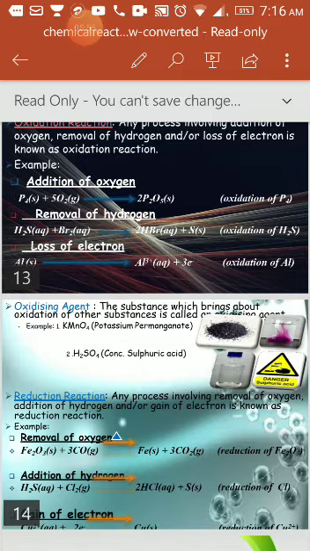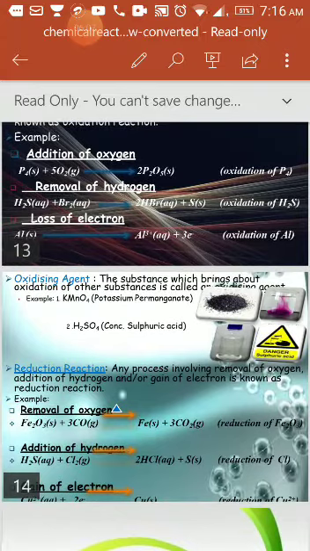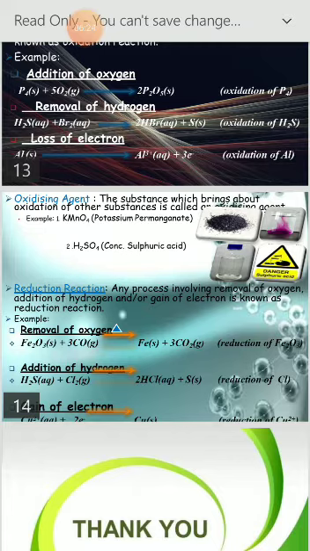Here we have to define a term, oxidizing agent. What do you mean by an oxidizing agent? The substance which brings about the oxidation of other substances is called an oxidizing agent. So an oxidizing agent always undergoes reduction. For example, KMnO4, potassium permanganate, potassium dichromate, etc. Sulfuric acid also. They are good oxidizing agents.